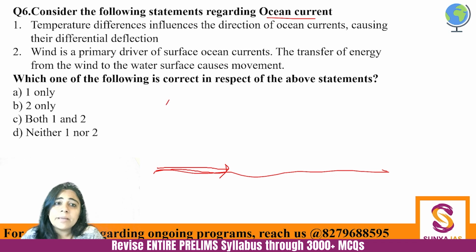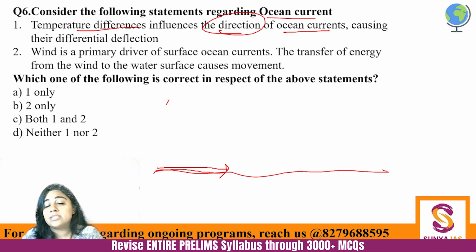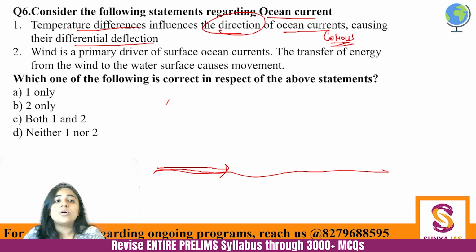Okay. But temperature differences do not influence the direction of ocean currents. Which is the force that will influence the direction and would lead to its differential deflection? Just think about it. We have talked about this particular force, without which a cyclone cannot form. This force is the Coriolis force. Fine. So first is incorrect.